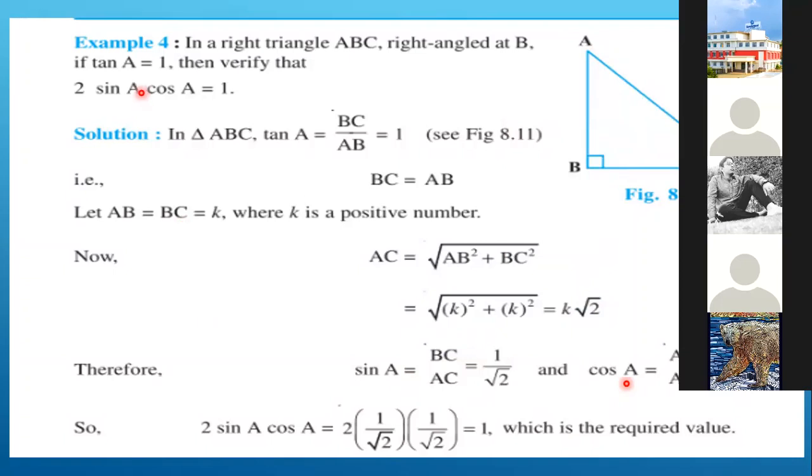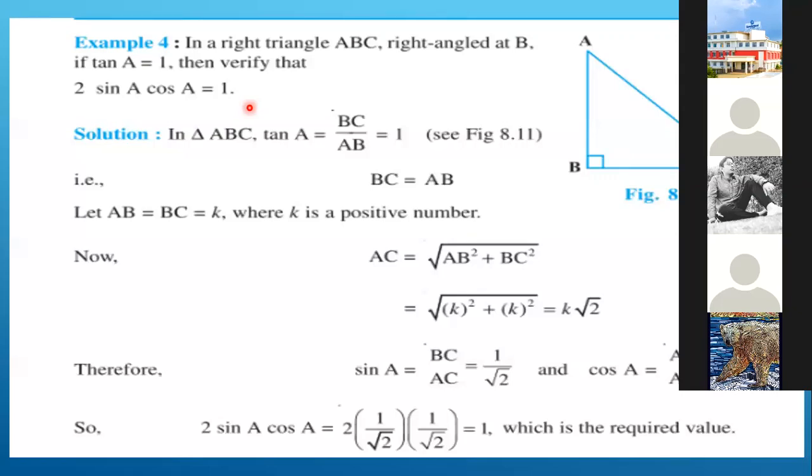Then we'll apply these values in 2 sin A cos A. 2 into sin A value 1 by root 2, cos A value 1 by root 2. So 1 by root 2 into 1 by root 2 is 1, ones are 1, numerator multiplied. The denominator root 2 into root 2 is 2. So 2 into 1 by 2, the 2s get cancelled, answer 1. So hence we verified. Easy, no children?